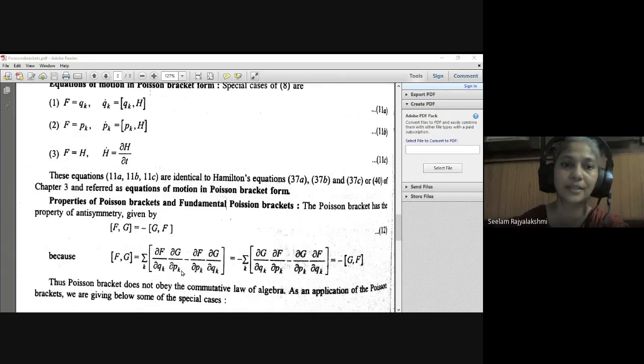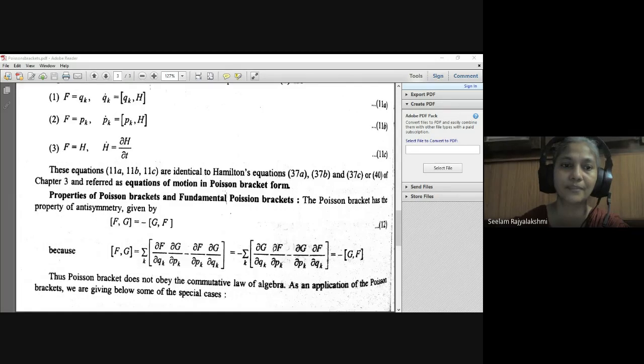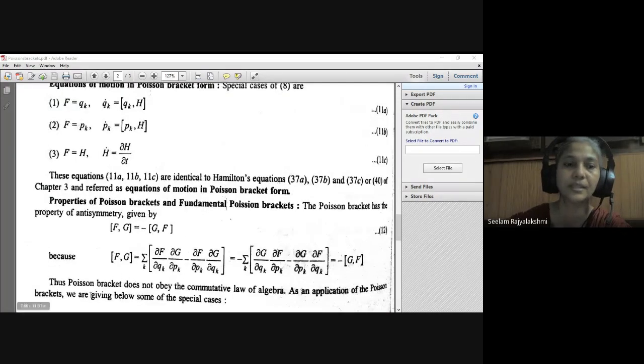So this is actually {f, g}, which is equal to, here, antisymmetry, minus {g, f}. That means minus sigma k, ∂g/∂qk ∂f/∂pk. That means we are alternating here. So {f, g}, which is altered here in the same way. Here {g, f}, so ∂g/∂qk ∂f/∂pk minus ∂g/∂pk ∂f/∂qk, which is equal to minus {g, f}. That means here the Poisson bracket has the property of antisymmetry. {f, g} is equal to minus {g, f}. So thus, the Poisson bracket does not obey the commutative law of algebra.